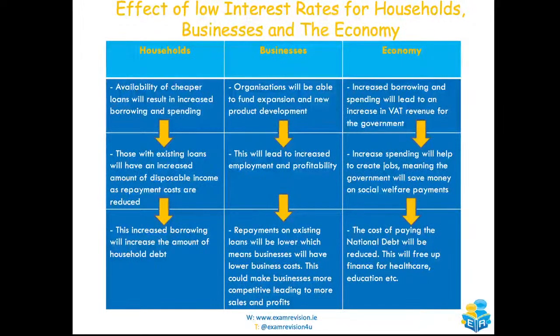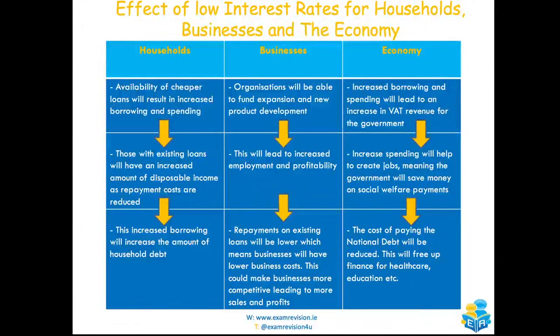This increased borrowing then will increase the amount of household debt. Okay, so even though more people will take out more money to pay for things, which is good for the economy, from a household perspective, it means that more households will have more debt, which is obviously a negative.